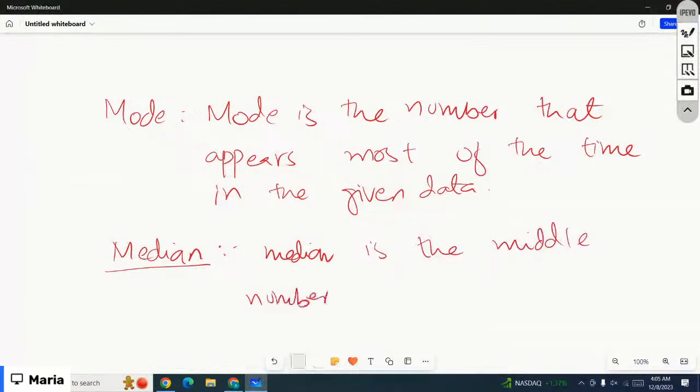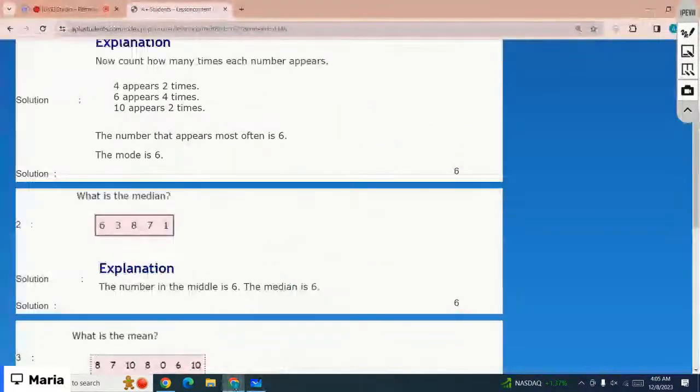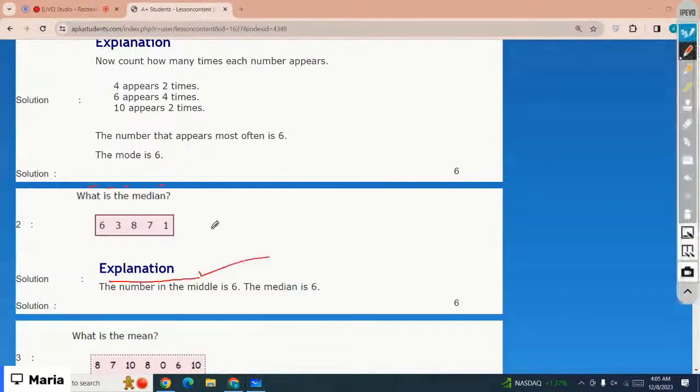When you have to calculate the median, you just have to arrange the numbers from least to greatest. For example, here you have 6, 3, 8, 7, 1. Let's arrange them from least to greatest. So they are 1, 3, 6, 7 and 8. You can see here that 6 is exactly the middle one.